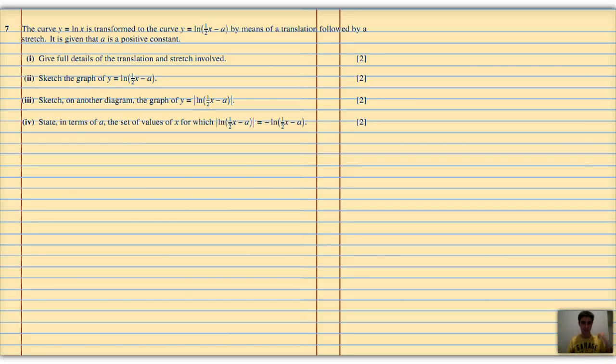Okay, here's a question that might catch some of you out. Question 7 says the curve y equals ln x is transformed to the curve y equals ln of (a half x minus a) by means of a translation followed by a stretch. Part 1 just says give details of the translation and the stretch involved.